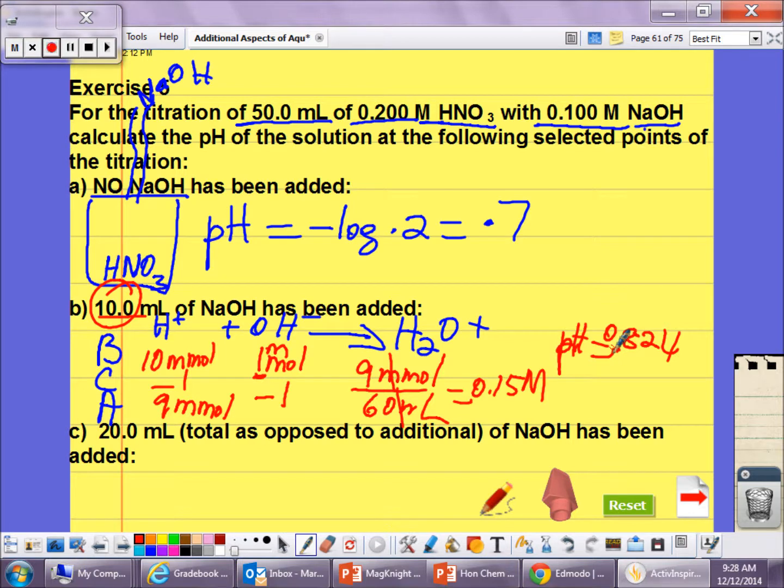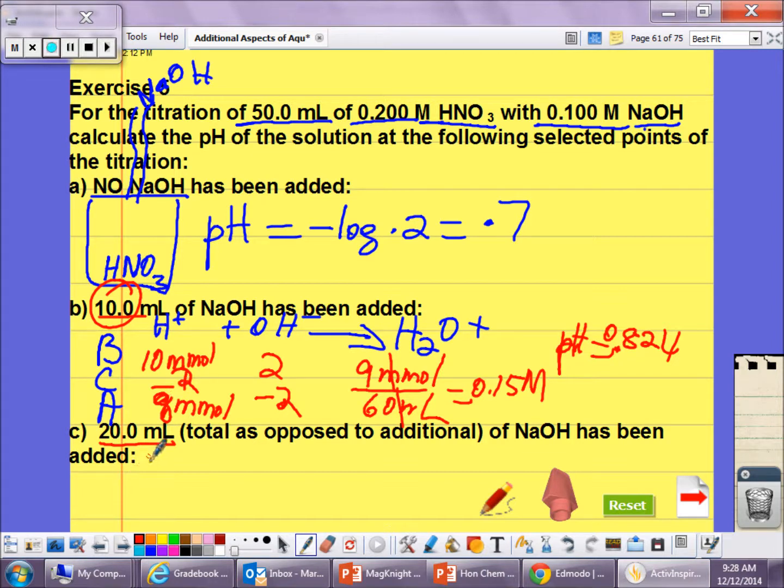So now they ask you after you add 20 ml of that base. We do the exact same thing. To save time, why don't I just use that same table right here. What did I add? I add 20 ml. That 20 ml gives me how many millimoles? 2 millimoles. And I take away 2 millimoles, which gives me 8 millimoles of my acid.